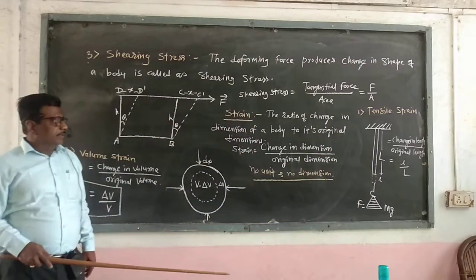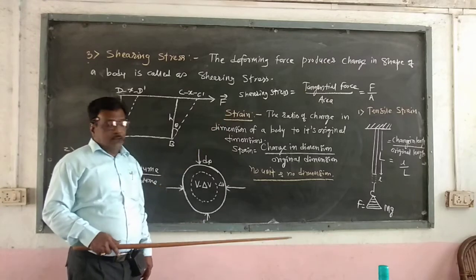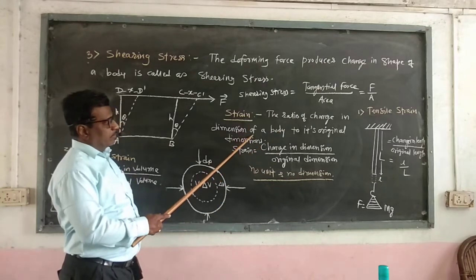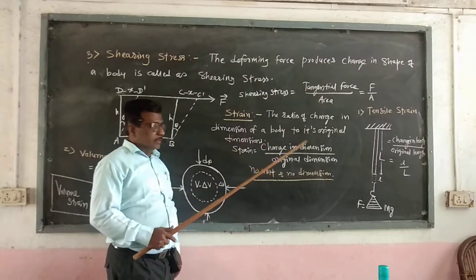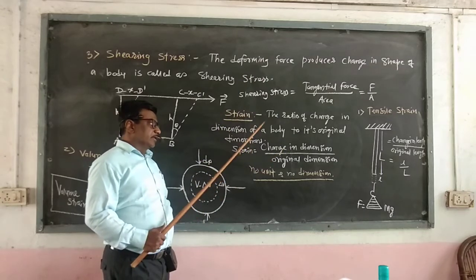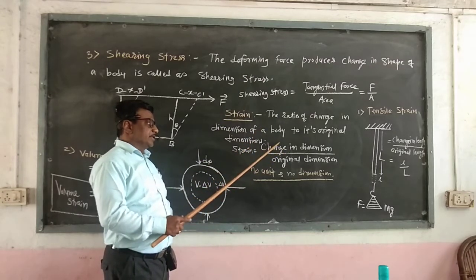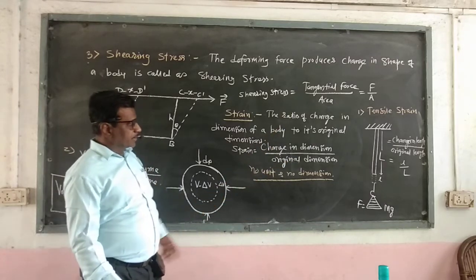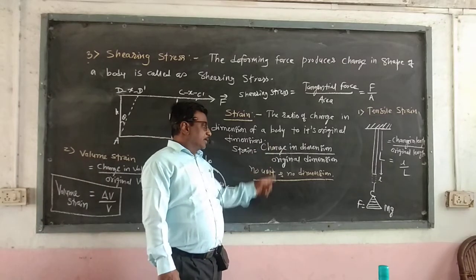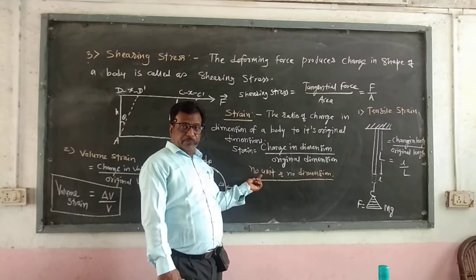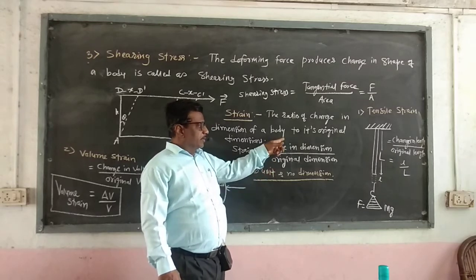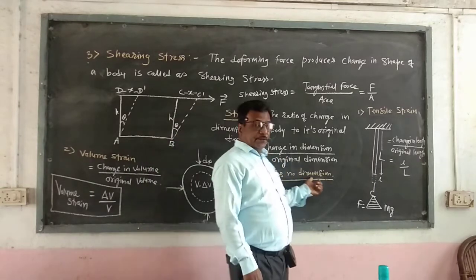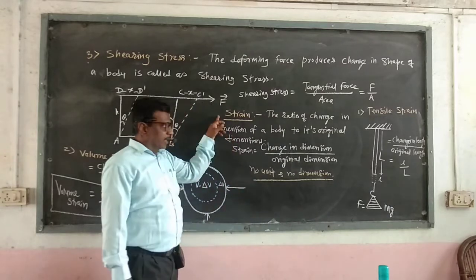Now we see another definition, the definition of strain. Strain is the ratio of change in dimension of a body to its original dimension. That means strain is equal to change in dimension divided by original dimension. Since it is the ratio of the same quantity, there is no unit, so the SI unit becomes nil. If we take meter upon meter, the meter gets cancelled. So there is also no dimension. Strain has no unit and no dimension.